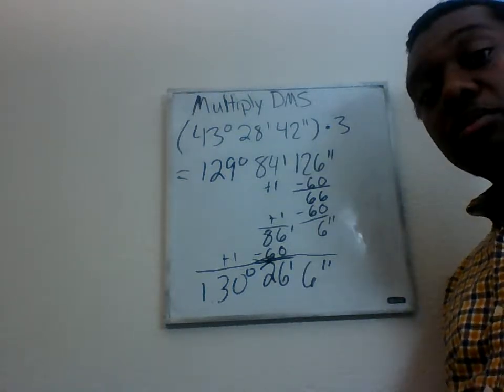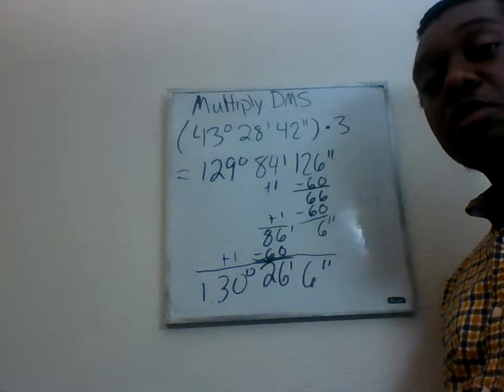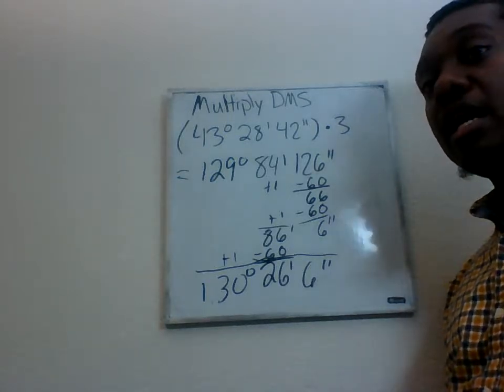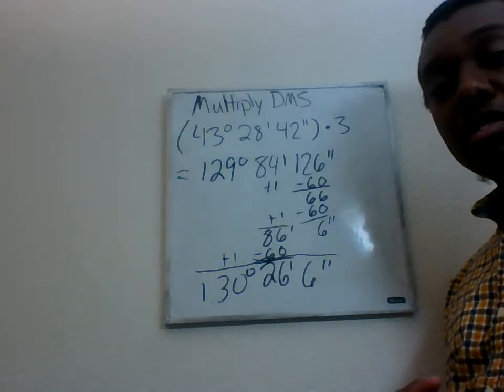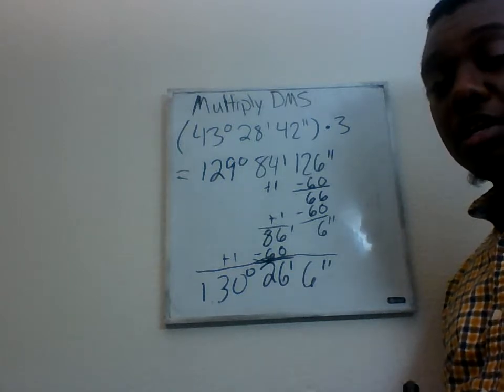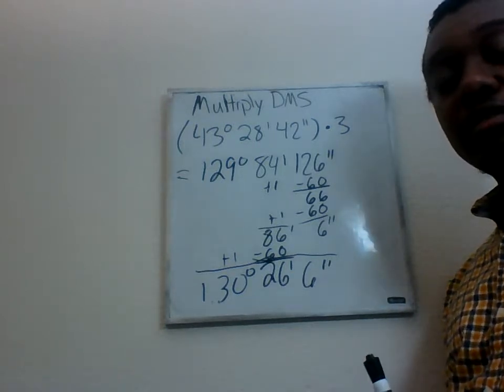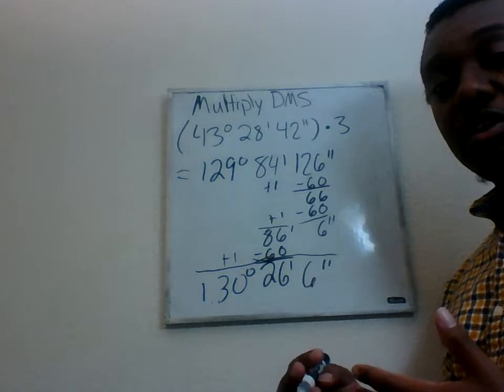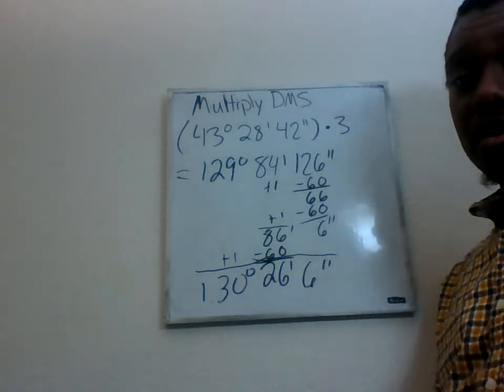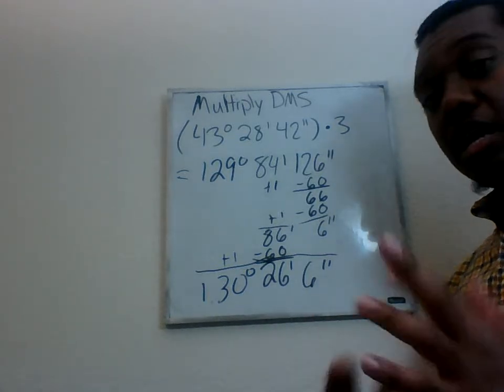So in essence, multiply the number by each part individually, and then convert any parts that you need to. So if you have something that's greater than 60 seconds, then for every 60 seconds, you add another minute. For every 60 minutes, you add another degree.